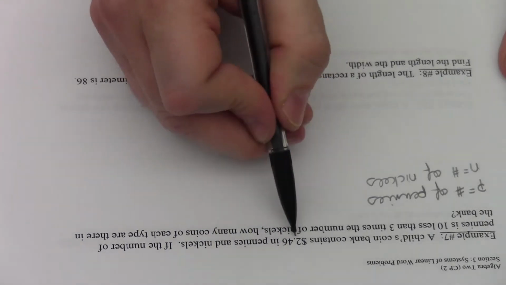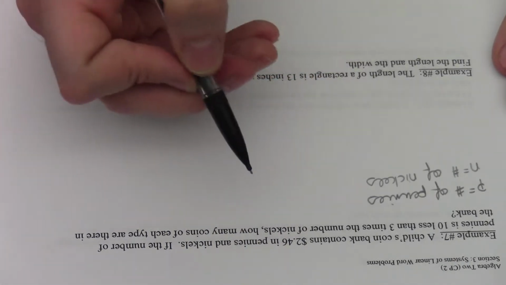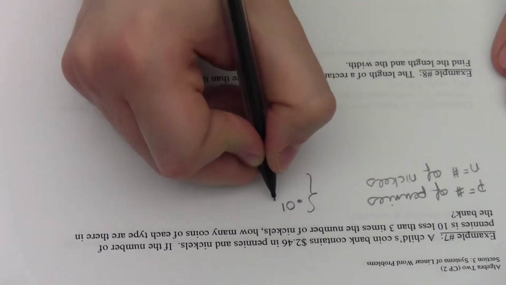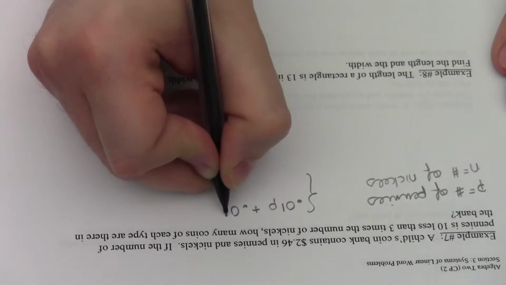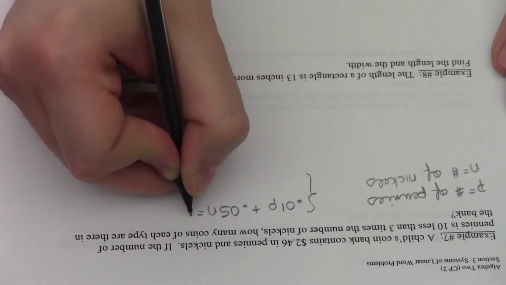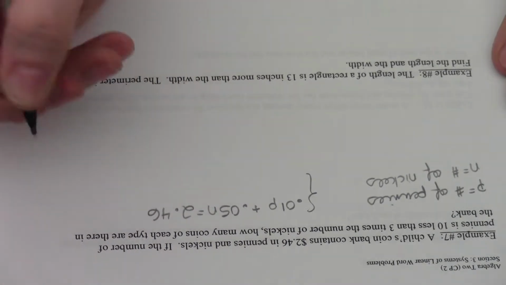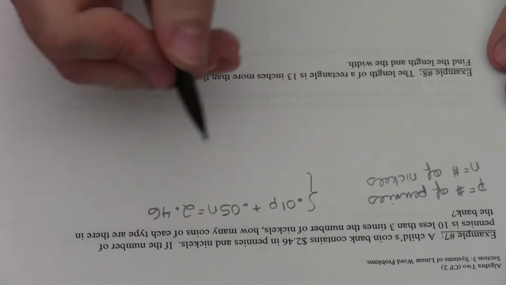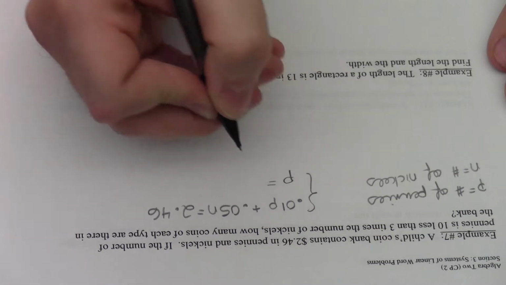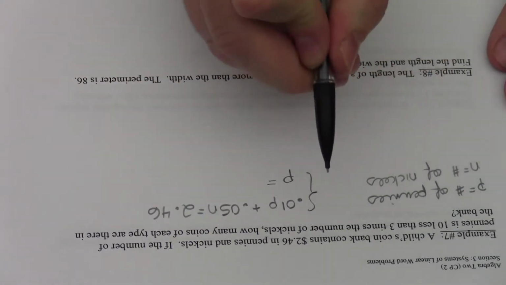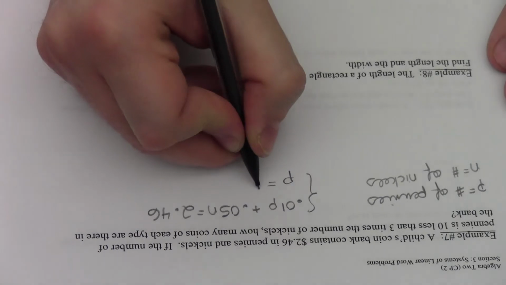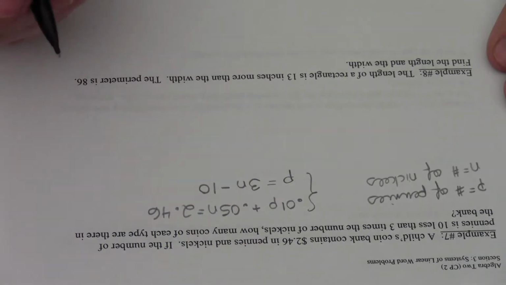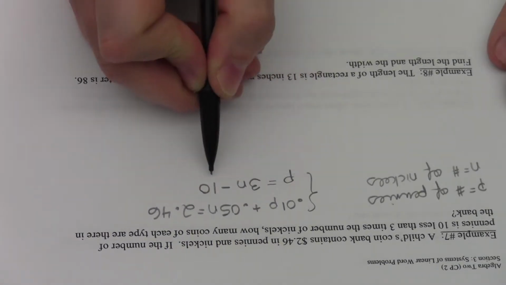First, I was told there's $2.46, so I need to make an equation that talks about the worth of all these coins. Well, a penny is worth 0.01 of a dollar, so 0.01p. Nickel's worth 0.05 of a dollar, so plus 0.05n. That should equal $2.46. The number of pennies is 10 less than 3 times the number of nickels. Well, the number of pennies, that's just p. And that needs to equal 10 less than 3 times the number of nickels. 3 times the number of nickels, that's 3n. And if I want 10 less than that, I need to say minus 10. Your second equation should be p equals 3n minus 10.